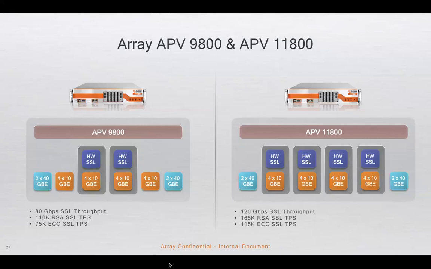So really what you're looking at with Array is scalability, performance, horsepower, and also dollar per SSL TPS. When you really just want to do SSL intercept and SSL offload, in terms of price performance, it's unmatched with these dedicated appliances from Array.